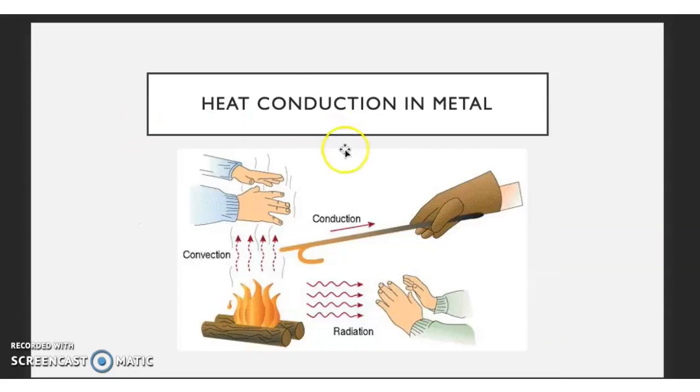Moving on to the next slide, here's a quick picture. Here we can see that conduction is when heat rises via convection, and as the heat rises, we can see this metal rod heats up, and because it's hot here and it's cooler there, the heat will actually travel through the metal rod towards the cooler end.